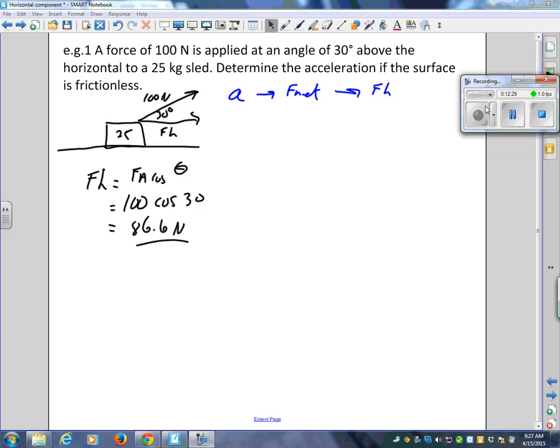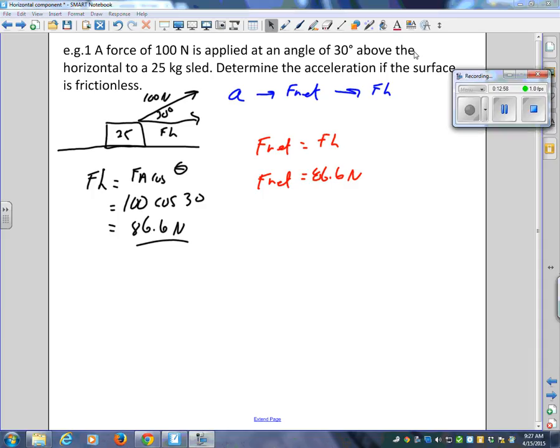Okay, so we got our horizontal component here. What's the next step? We're going to find the net force, but here the net force is the horizontal component because why? That's the only one that's acting sideways, right? So the net force is 86.6. So really there, you're just showing me that you understand there's only one force. And now what's the last one? Finding our acceleration.